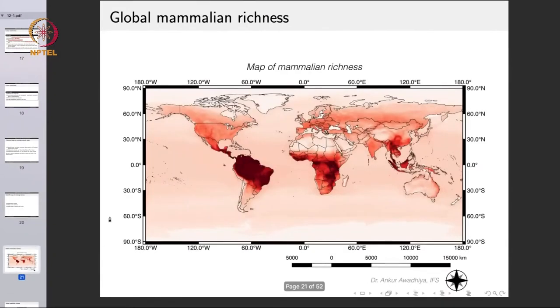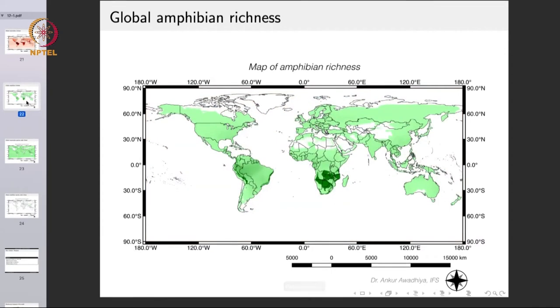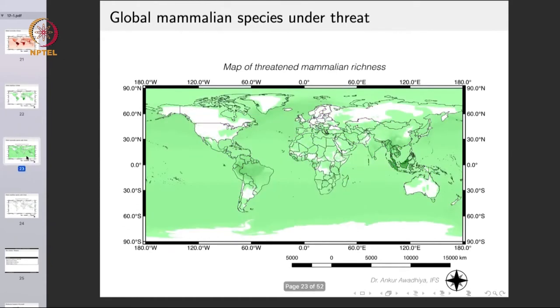So what is species richness? Species richness refers to those areas where you have more number of species per unit area. So if you look at, say, global mammalian richness, there are certain areas that have a large number of species per unit area, and there are certain areas that have a smaller number of species per unit area. So we can look at global mammalian richness, or we can look at amphibian richness. Then we can also look at the number of species that are under threat. So there are certain areas such as in Southeast Asia that have a much greater level of threat than, say, an area in North America.